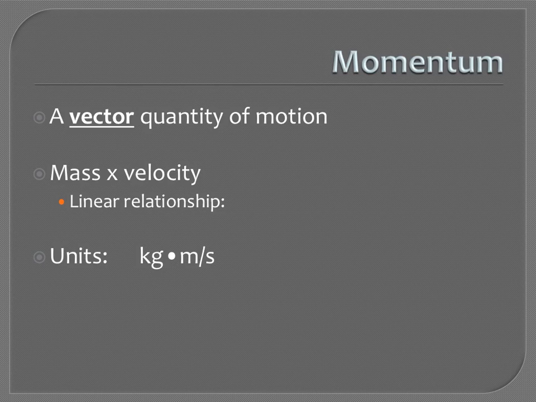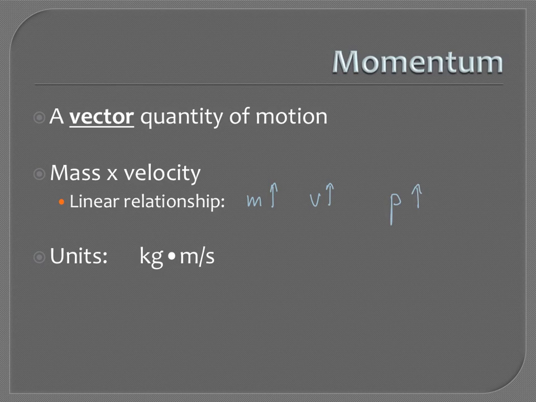Alright, so I'm going to start with momentum being a vector quantity of motion. Vector meaning it has both magnitude and direction, and that direction follows the velocity direction. Momentum is equal to mass times velocity, where mass is the scalar. So momentum has to follow velocity, which is the vector quantity. There is a linear relationship with mass and velocity towards momentum. So if you want to increase the momentum, you've got to increase the mass and/or the velocity. Increasing one or the other, or both, will result in an increase in the momentum.